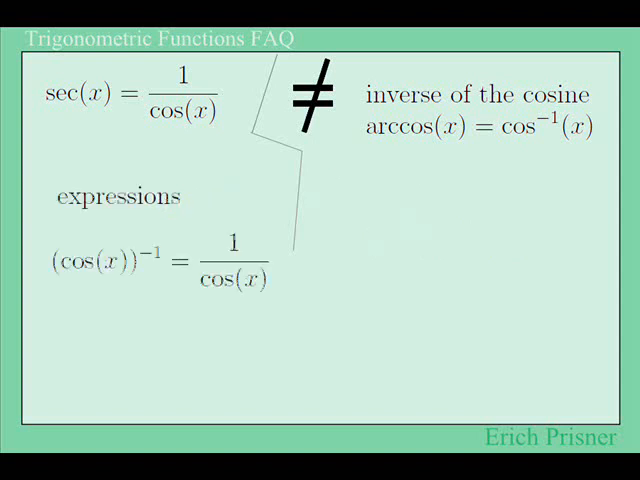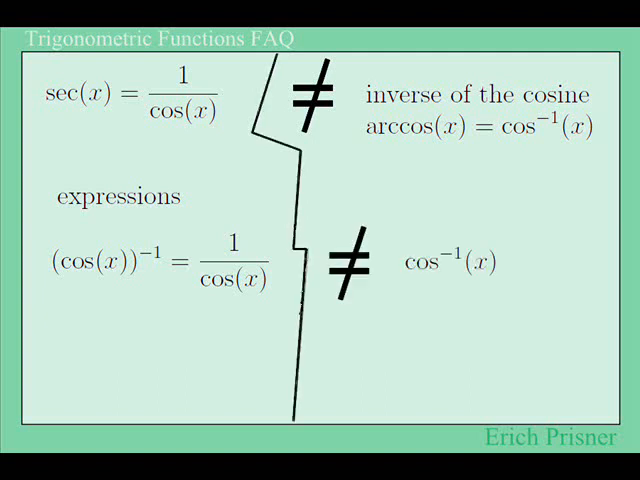Only for expressions like cosine of x, the superscript of -1 means 1 over. Thus, the cosine of x to the power of -1 would be 1 over cosine of x, but cosine inverse of x is not.